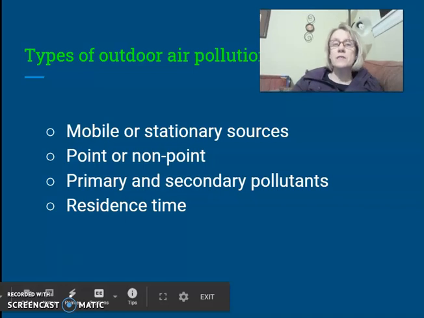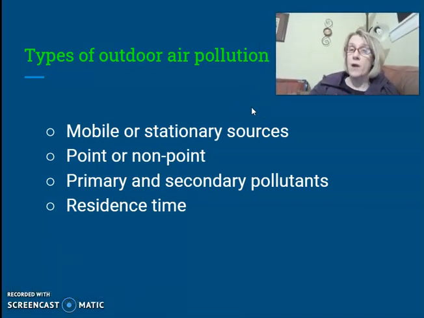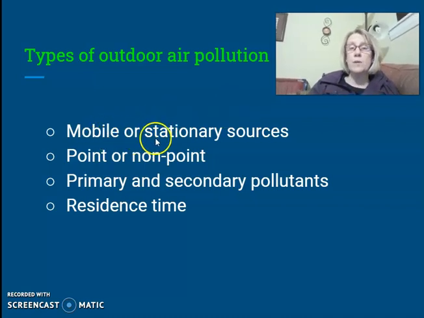Okay, so first of all, I just want to review a few words. We've heard these when we talked about water pollution. So you can have mobile or stationary. Stationary, one spot, doesn't move. Remember point and non-point. So point is coming from an identifiable source. So you can tell it's coming from that smokestack versus non-point, which are more diffuse.